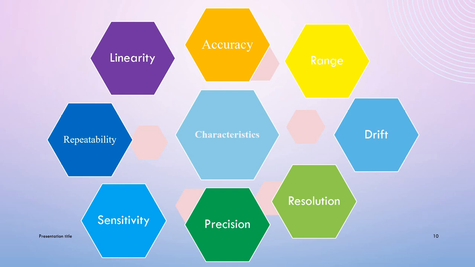And the next one is repeatability. Repeatability is the ability of the sensor to measure a target property in the presence of other properties. The sensor should only be sensitive to the measured property and should be insensitive to other properties likely to be encountered in its applications.